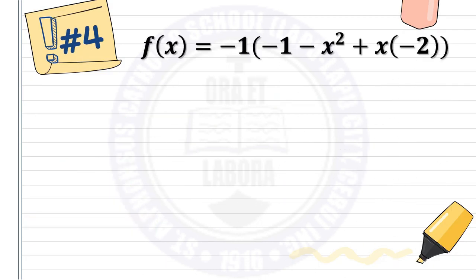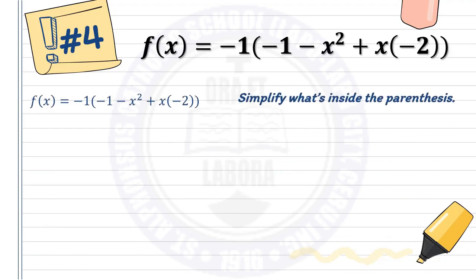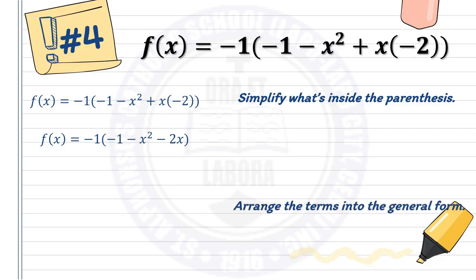Number 4. f of x equals negative 1 times quantity negative 1 minus x squared plus x times negative 2. That's the given. First, we simplify what's inside the parentheses. Inside the parentheses, you have negative 2 being multiplied with x, so let's start with that. In that case, f of x equals negative 1 times quantity negative 1 minus x squared minus 2x, since we multiply negative 2 with x.